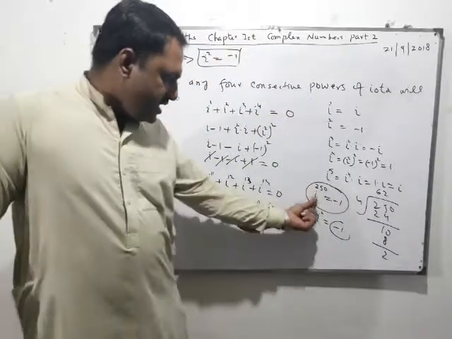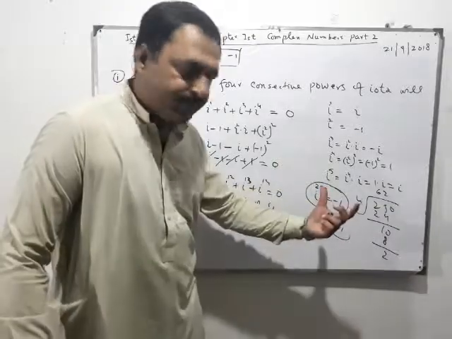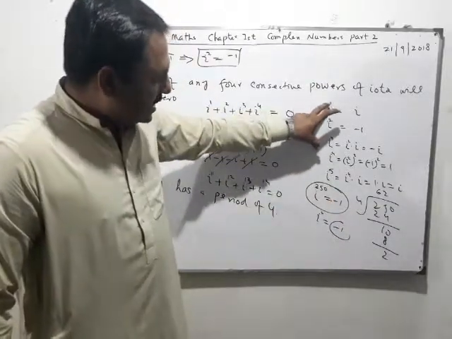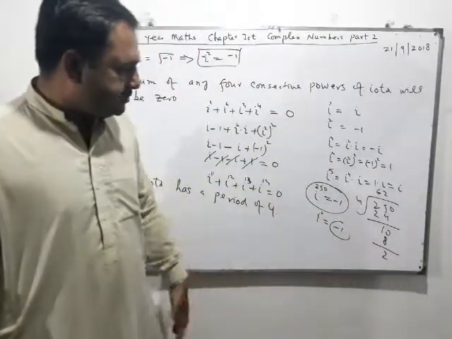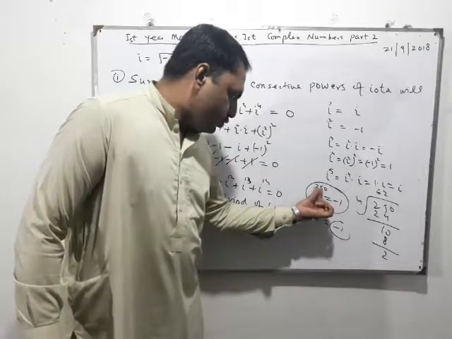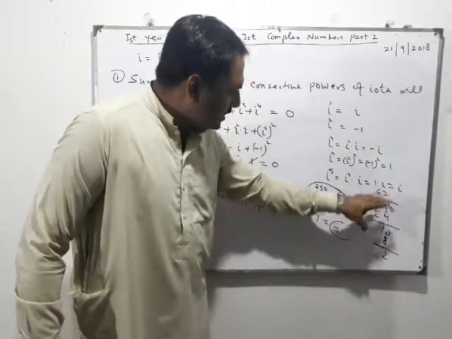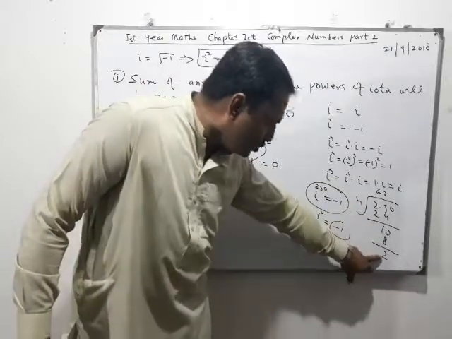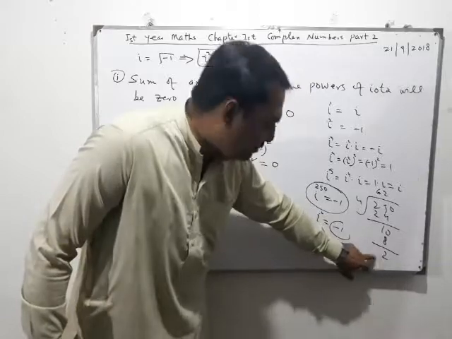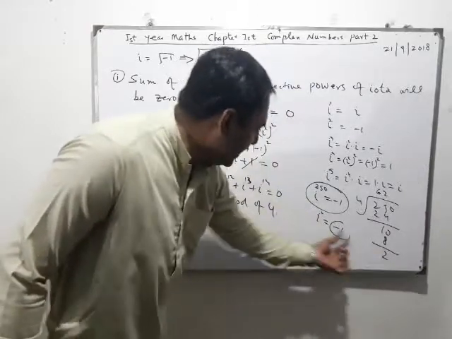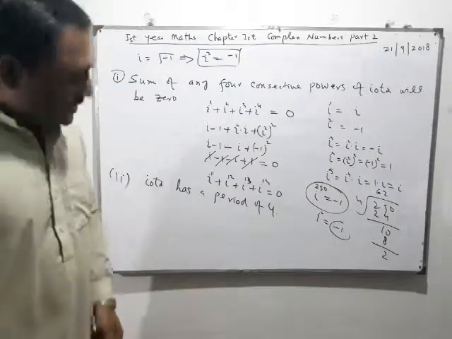I repeat, if in the question comes like this, iota 250 equal to what? We have learned that iota has a period of 4. That is, after 4th power, iota is repeating its value. So by division of 250 by 4, we will get the remainder 2. When the remainder comes, you will take this remainder as the power of iota. So that will be the required result. Next one.